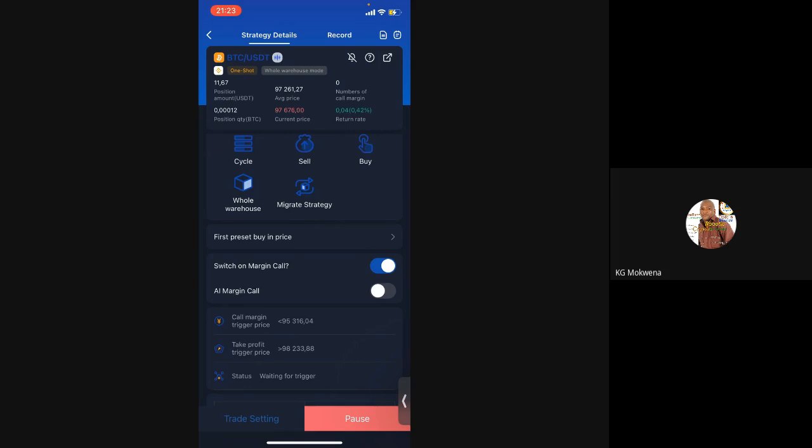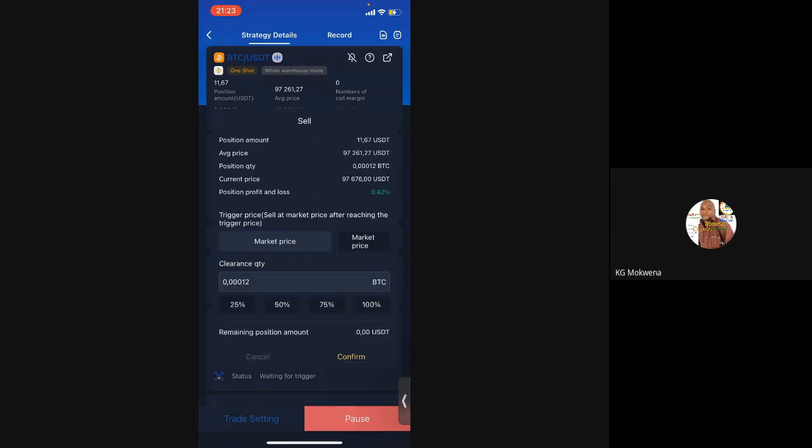Click on sell. We are already in the positive. And then after clicking on sell, click on market price. Check market price. On the right-hand side is market price, and then click on 100%. You see below clearance quantity, click 100%. Business partners, those who are using Android, the readings won't appear like this. Click 100%. You see 100% below clearance quantity.